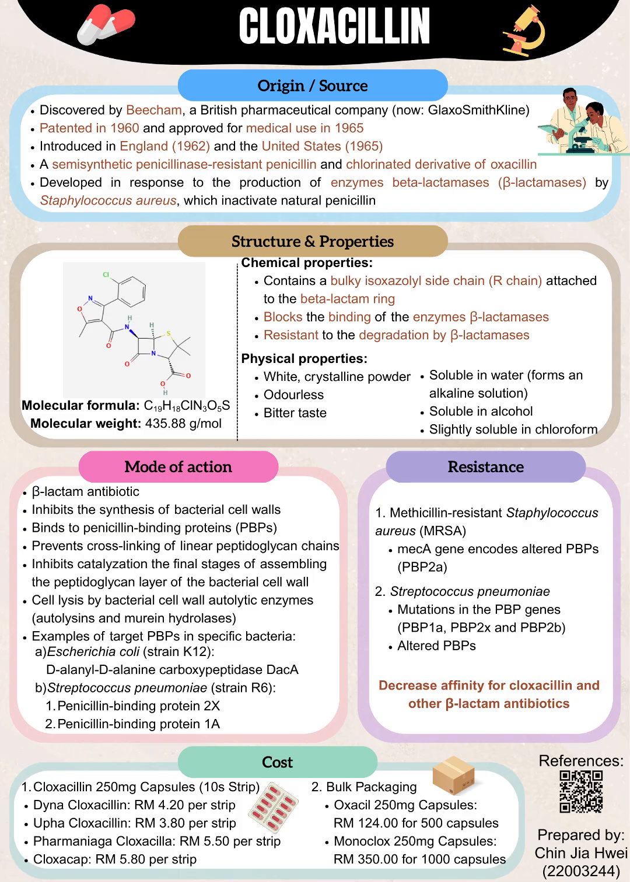In Malaysia, the price of Cloxacillin varies depending on the brand, dosage, and quantity. Typically, it is available in 250 mg capsule form with 10 capsules per strip. Dyna Cloxacillin, 4 ringgit and 20 cents per strip. Eufa Cloxacillin, 3 ringgit and 80 cents per strip. Pharma Niagara Cloxacilla, 5 ringgit and 50 cents per strip. And finally, Cloxacap, 5 ringgit and 50 cents per strip. Additionally, some companies offer 250 mg Cloxacillin capsules in bulk packaging, which makes the cost much cheaper.